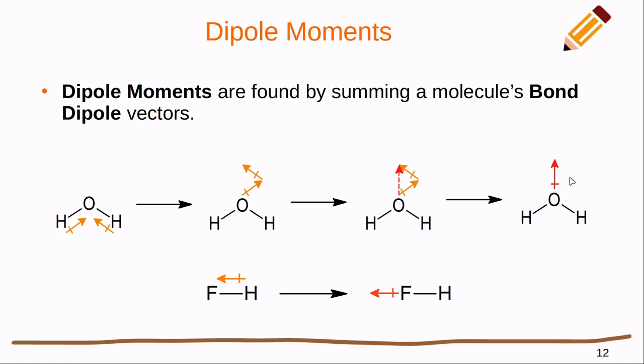And this is going to lead to the type of intermolecular interactions that we're interested in. In our simpler case down here, where we just have one bond dipole, it's pretty easy. All we do is move it down so that the tail of this guy is on our less electronegative atom, and that just becomes the dipole moment for the molecule.